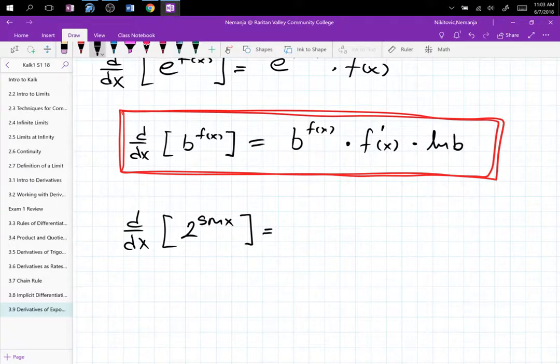Okay, so b is 2, f of x is sine x. With exponential functions, you always have Control C, Control V on the first part, right? Copy as is. And then the derivative of sine is cosine x, and then times ln 2. Nothing factors, right? So you just have to leave it as is and then move along with your life.